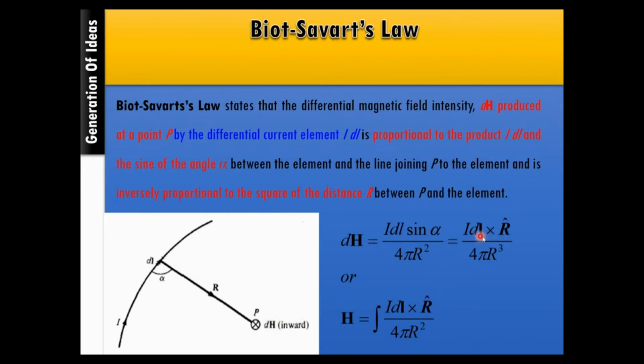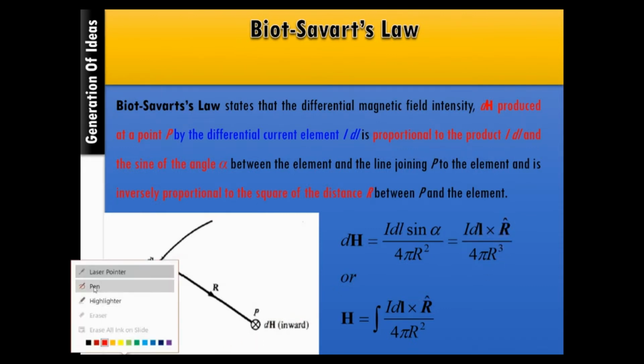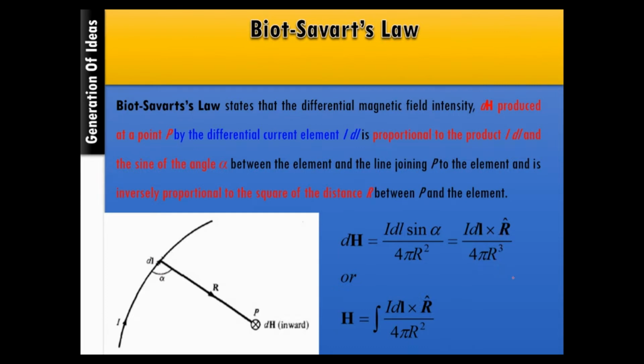While this one can be changed to this one, if you remember the cross product between one vector and the other vector, it will be equal to the magnitude of the vector multiplied with sine theta, the angle between vector A and vector B. So in this case, our vector A will be this one, dl, and the vector B is the r.